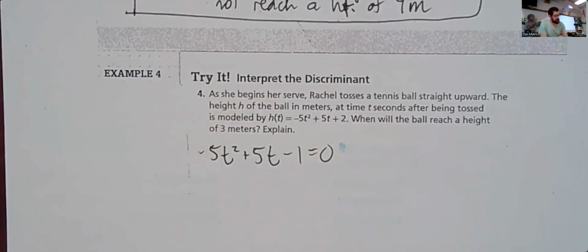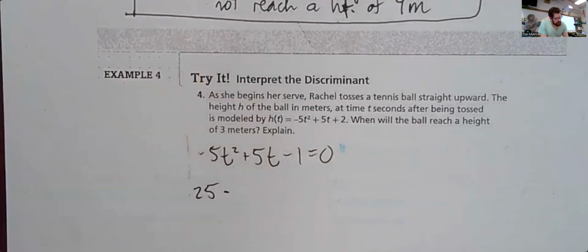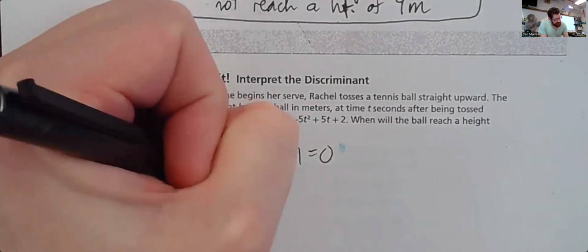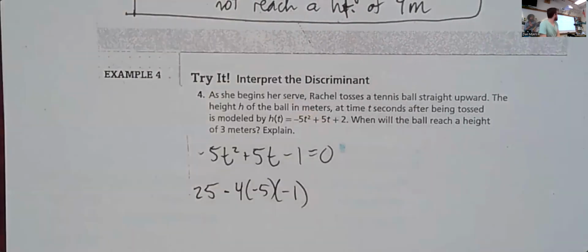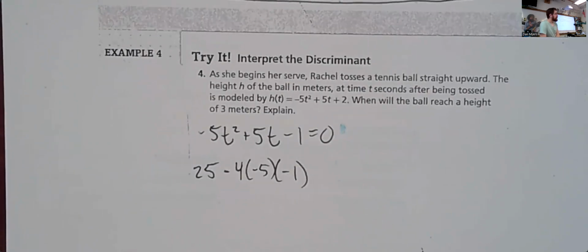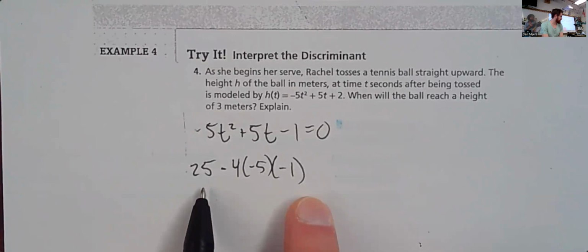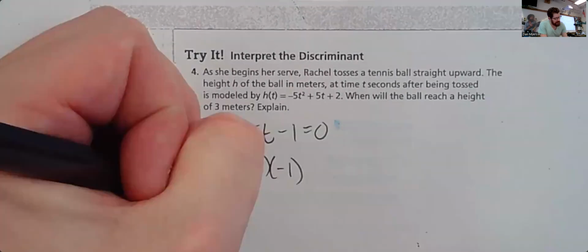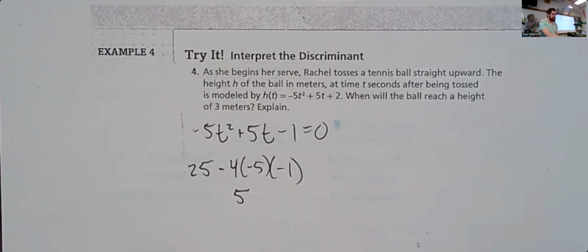And so we'll do the same thing. That's going to be 25 minus 4 times a, which is -5, times c, which is -1. Now, first of all, we know that this ball does reach a height of 3 meters, because if we take the discriminant here, we get a positive number, don't we? 5. Okay, good. Now, that wasn't the question, though. This proves that the ball did reach a height of 3 meters, and it happened twice, right?